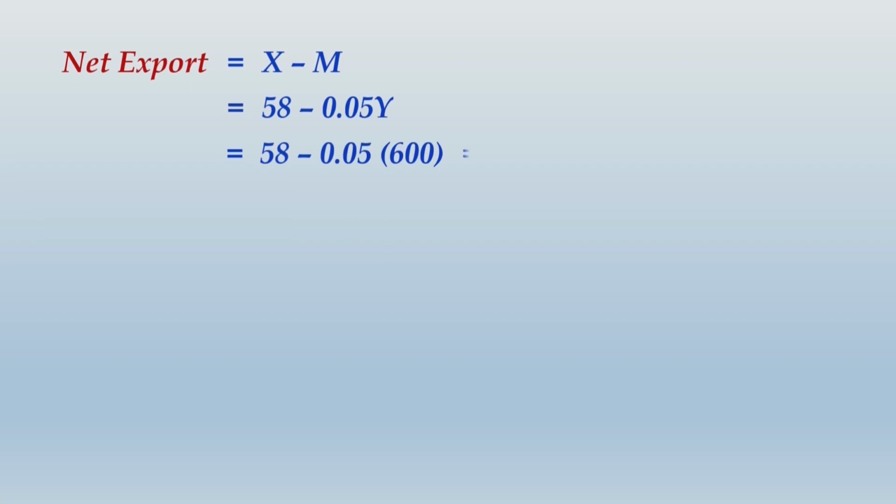Let us move ahead and continue solving the question further. Net exports will be exports minus imports, that is X minus M, and that will be 58 minus 0.05 Y. So now we know the value of Y, that is 600. We can substitute that and find the value of net exports. So 0.05 into 600 will give you 30. 58 minus 30 will give you 28. Now this is the end of the solution, but question has asked one more thing. What will happen if the exports increase by 6.25?